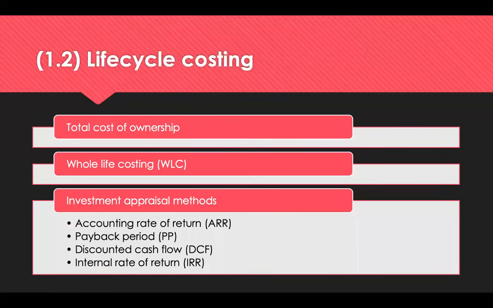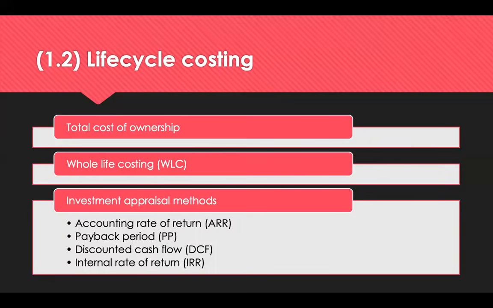So lifecycle costing. There's an important difference between the purchase cost of an item and the life cost. There are three phases to the total life of a product or a service: the pre-production, the production, and the post-production. And there are costs associated with each.